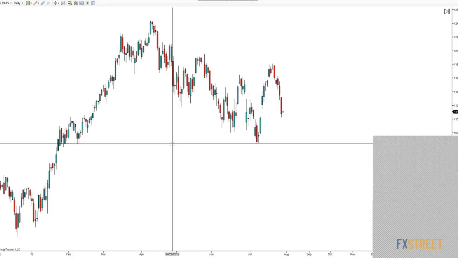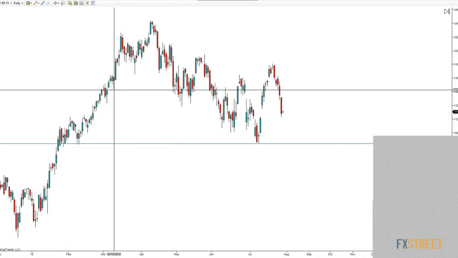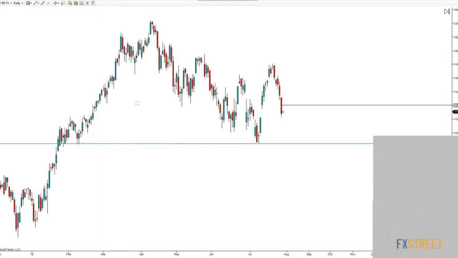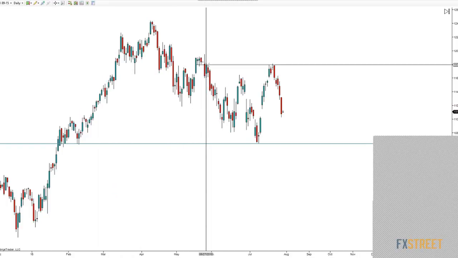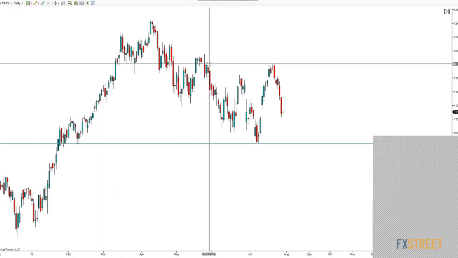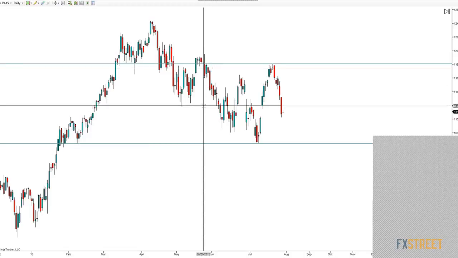I'm just looking for the key levels. I'm looking for the levels that are obvious. I don't care about the highs and lows of every single candle. If you tried to get that, you wouldn't be in any trade ever. So I'm just trying to get the major levels in the market.